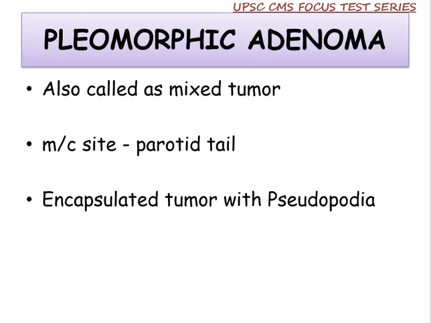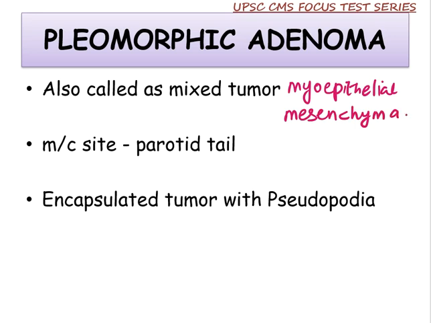Now I will tell you about some salient points about this pleomorphic adenoma. As you can see, this is called as a mixed tumor. Why this is called as mixed tumor? Because it contains mixture of tissues. For example, it contains myoepithelial tissue as well as the mesenchymal tissues. This is for this reason it is also called as a mixed tumor. And please recollect, pleomorphic adenoma is the most common benign tumor, and the usual location is in the parotid gland. In the parotid gland, it is the superficial portion of the parotid gland which is affected, and the most common location, as you can see in the picture, is parotid tail of the parotid.